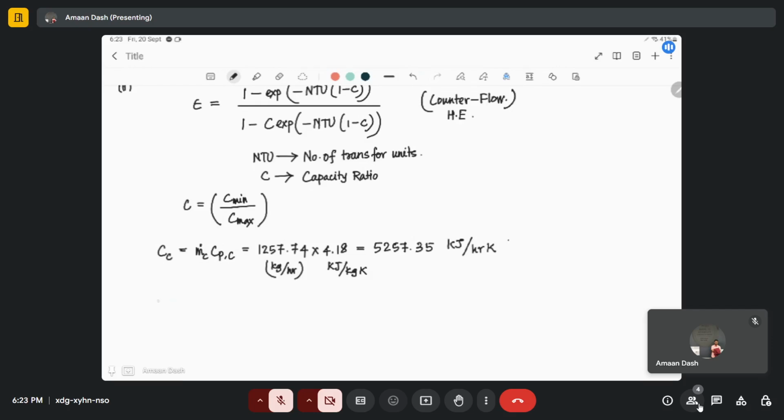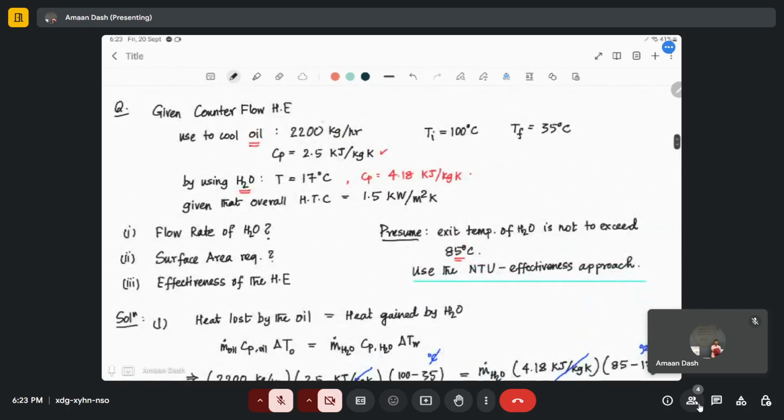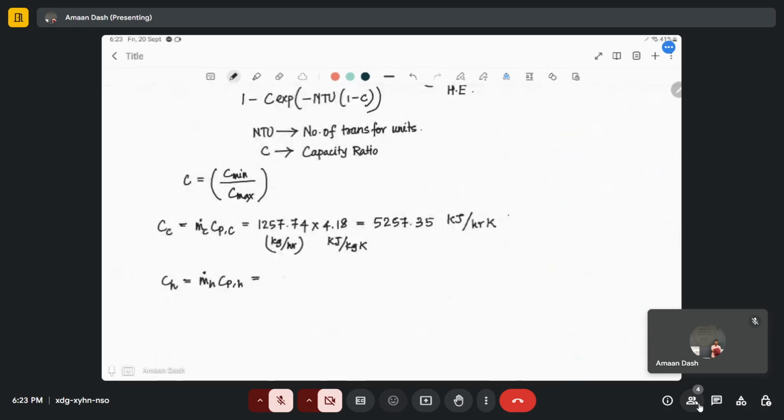Similarly, you can calculate the thermal capacity of the heated oil side to be m dot of H times Cp of H, which is nothing but 2200 times 2.5. So 2200 times 2.5, which is nothing but 5500 kilojoule per hour Kelvin.